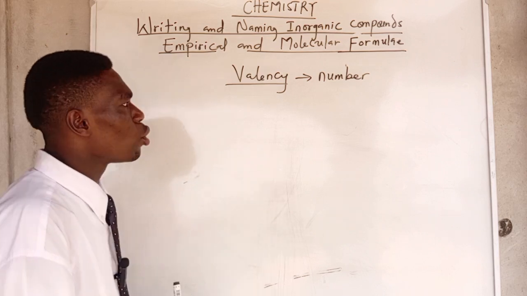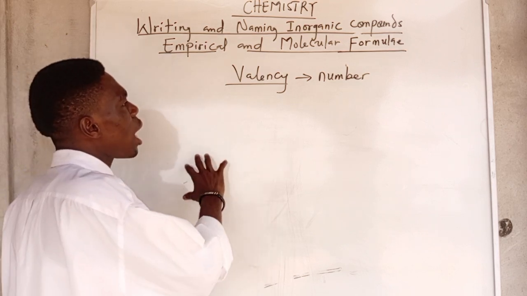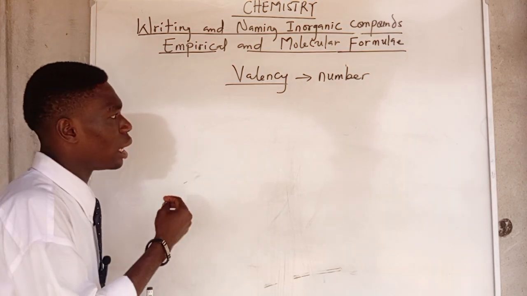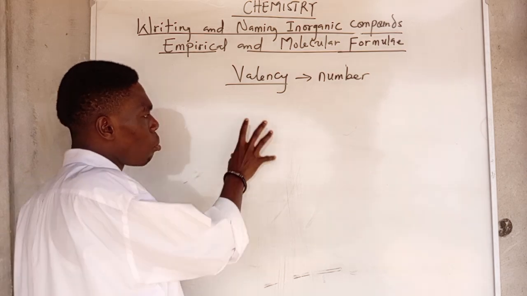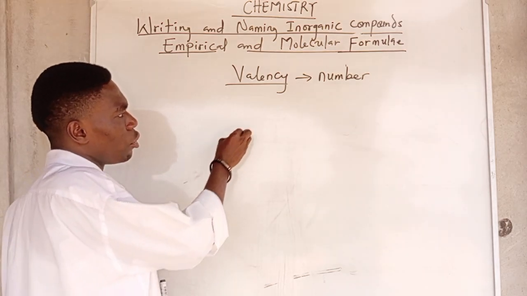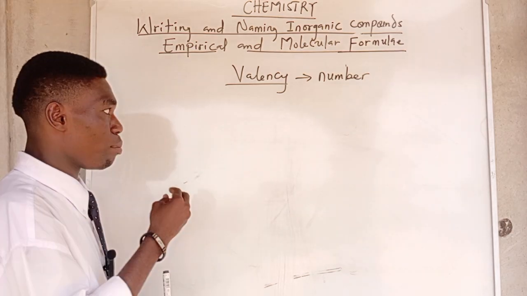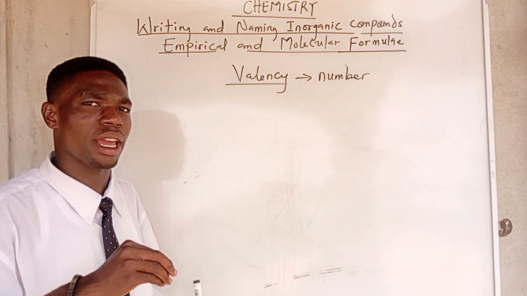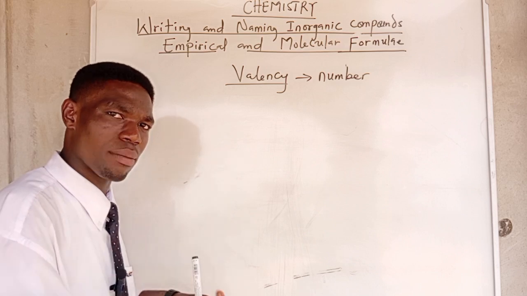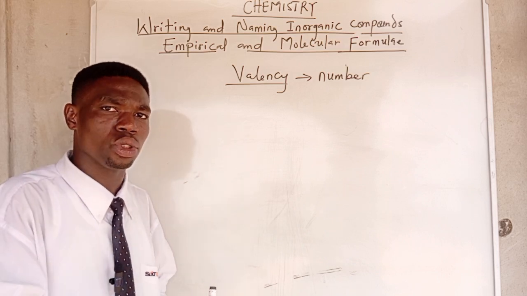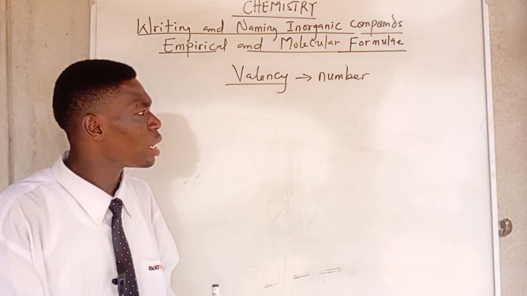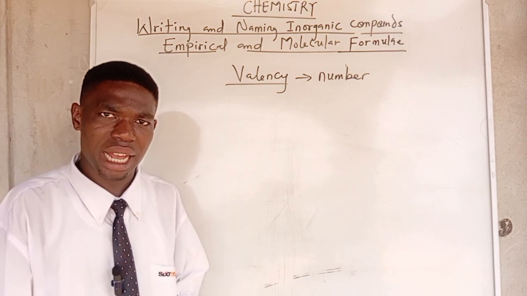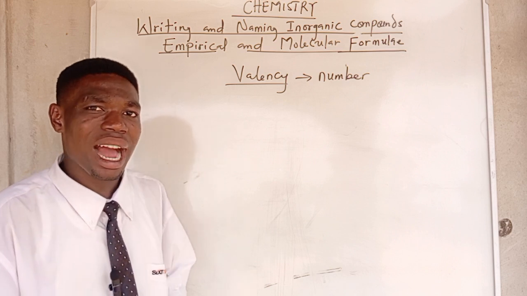Are we together now? So most students will not actually understand valency by this definition I've just given. Are we together now? And so I'm going to try to make it more simple for you to understand. When we talk about valency in practice, valency is just the number of electrons that an atom of an element will either gain or lose to be stable. I come again. Valency is the number of electrons that an atom of an element will either lose or gain to be stable.